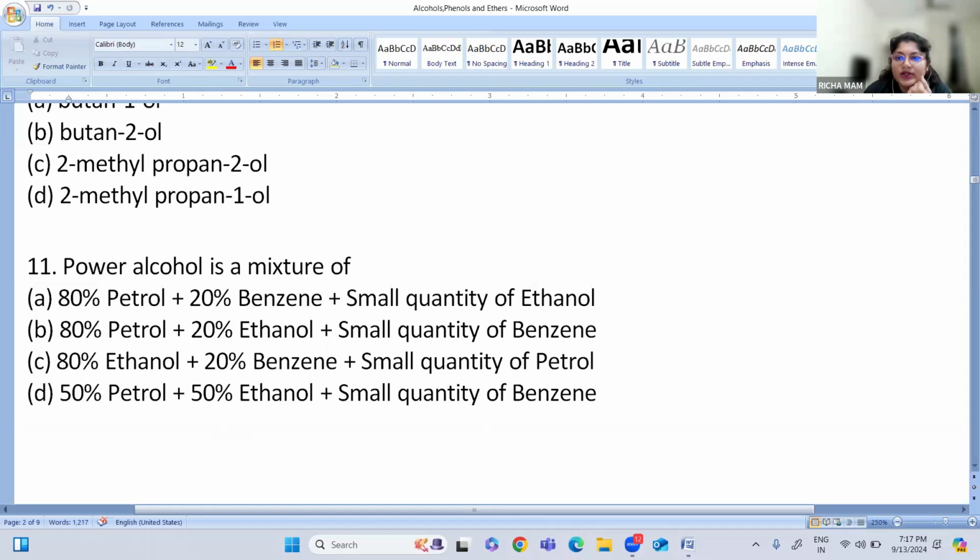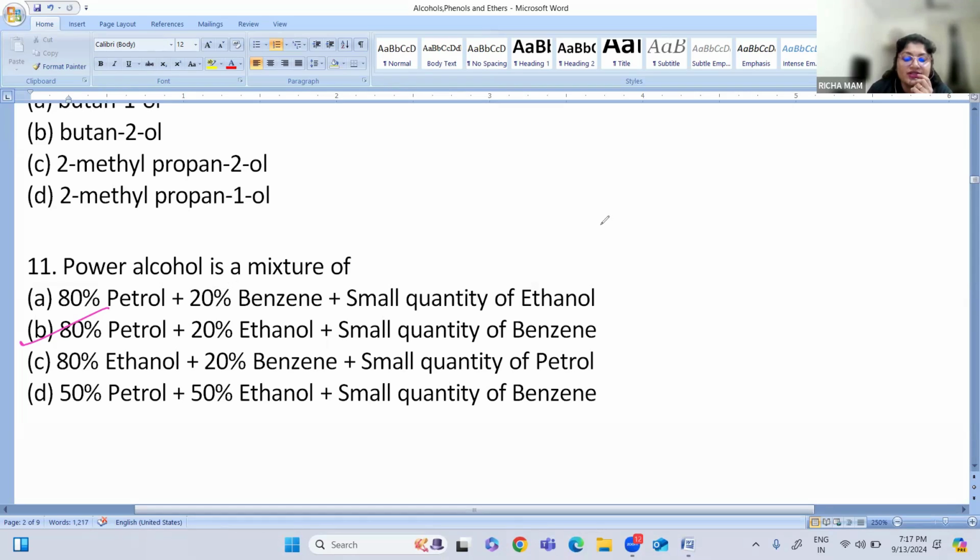So remember what power alcohol is. Power alcohol is a mixture of 80% petrol, please note it down, 20% ethanol, and a small quantity of benzene. It is 20% ethanol and 80% petrol, that is your gasoline, and this is called power alcohol.